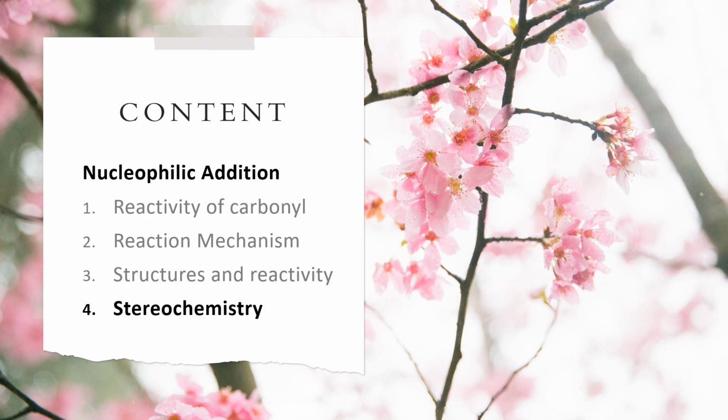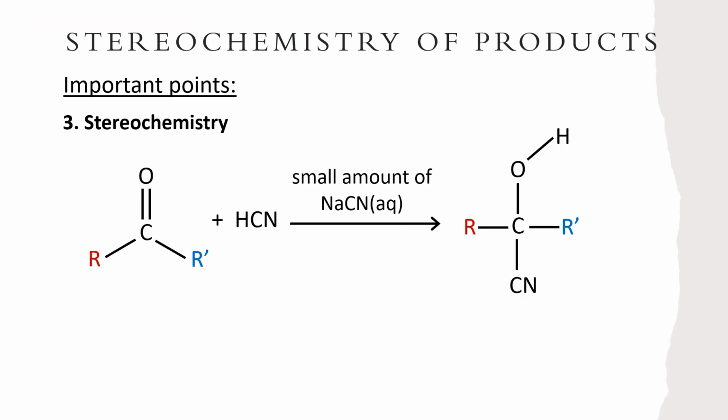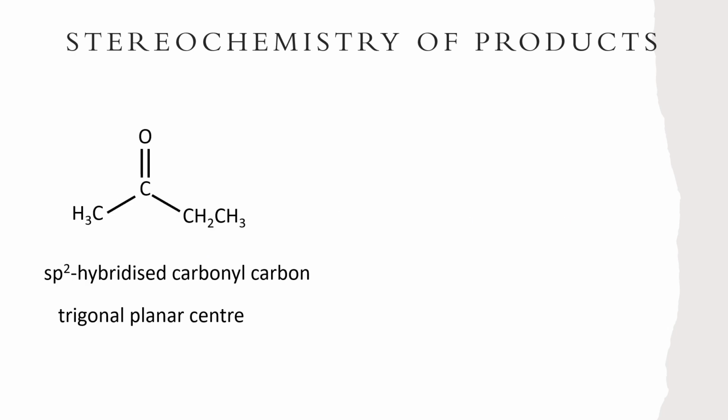Last but not least, we will look at the stereochemistry involved in nucleophilic addition. Any carbonyl compound with two different groups attached to the carbonyl carbon will give a chiral cyanohydrin after nucleophilic addition. Would you expect the products to be a pure enantiomeric form or a mixture? To understand the stereochemistry of products, we need to visualize the reaction mechanism in 3D.